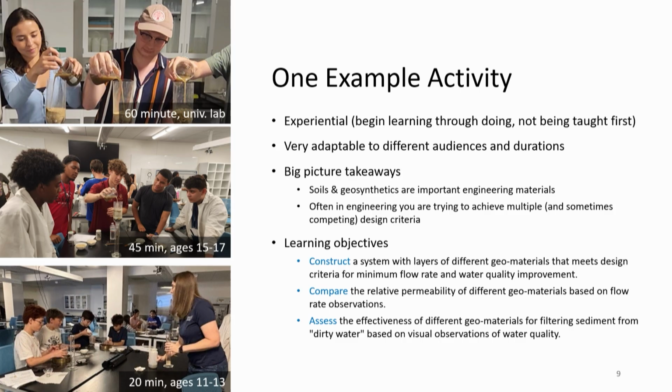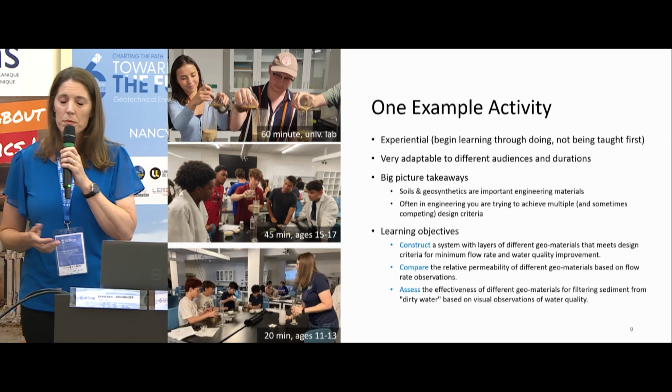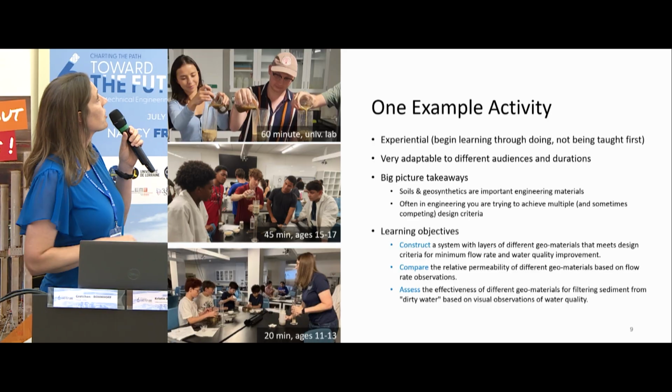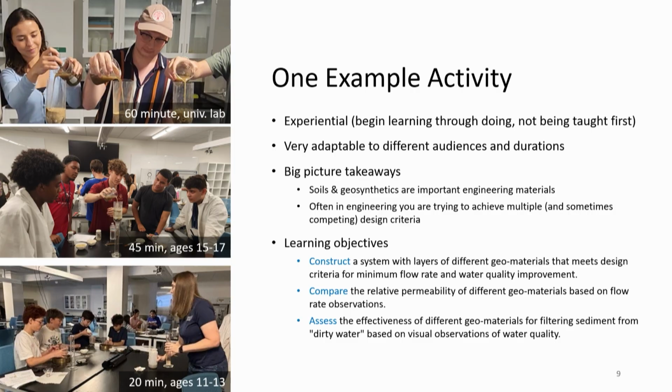This is an experiential learning activity, like Gretchen just described, where you do not teach the students anything at all beforehand, nothing, which makes it very adaptable to all age groups. There are pictures shown on the top left. This activity has been done as a 60-minute version for university students in a soil mechanics class. It's been the same activity as a 45-minute version for high school students ages 15 to 17, and also as a 20-minute version for children ages 11 to 13. It's just how many times you go around the wheel of the experiential learning cycle.